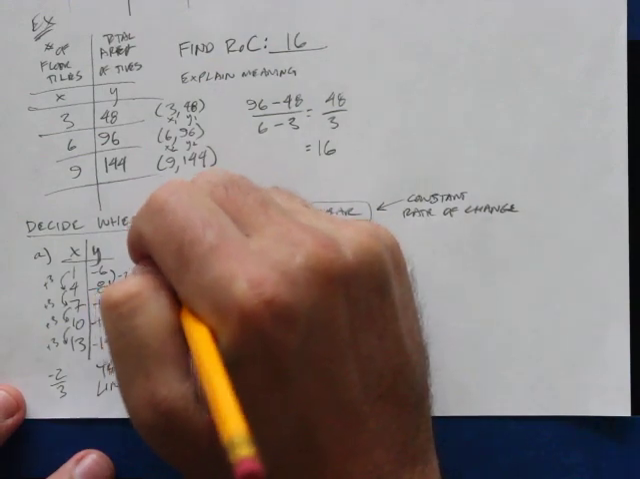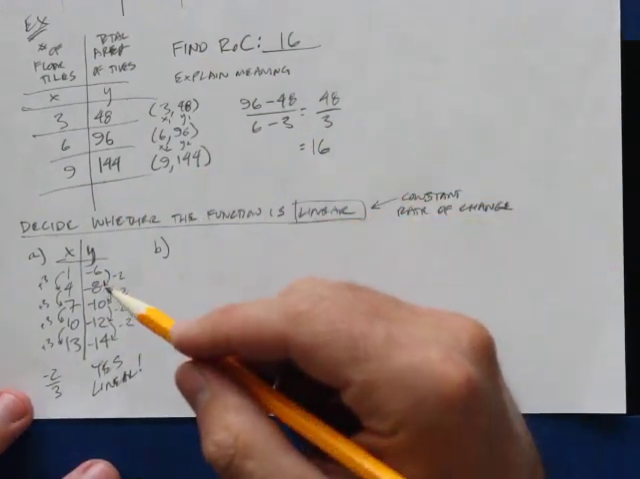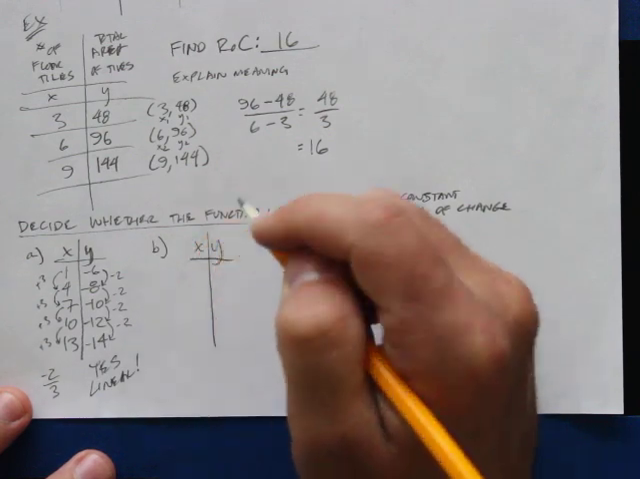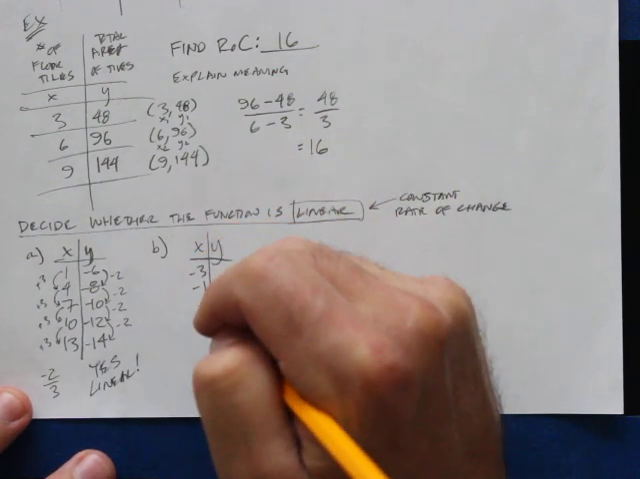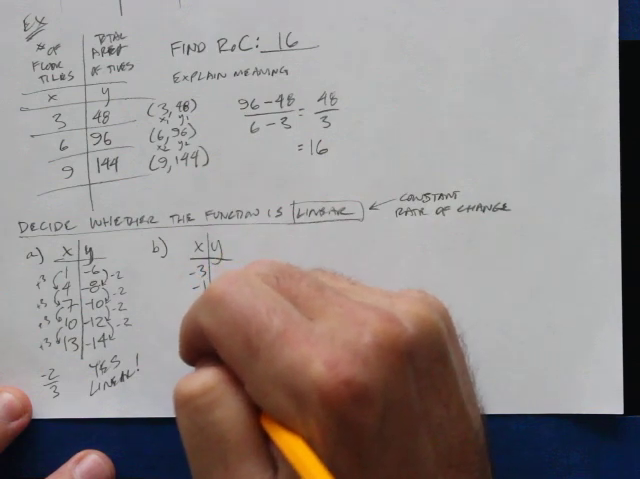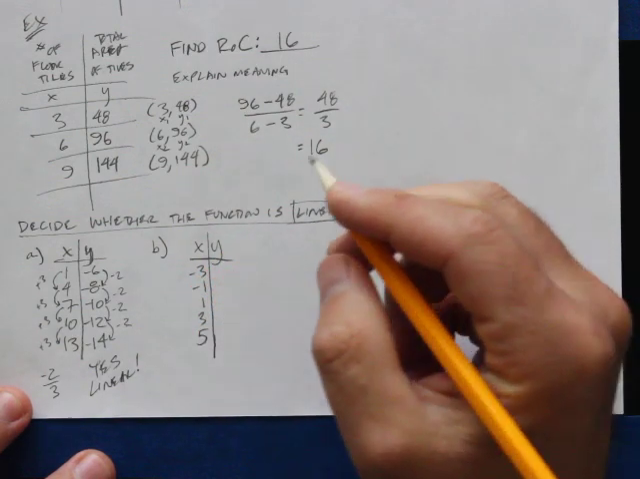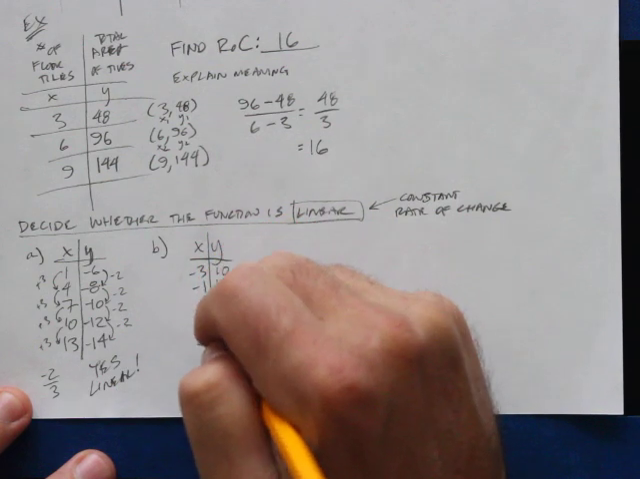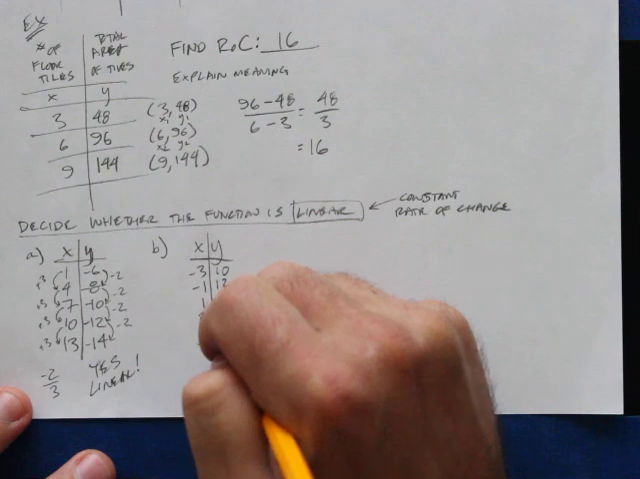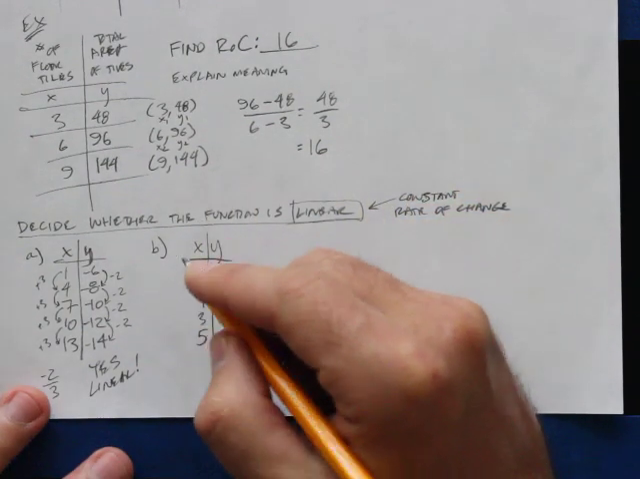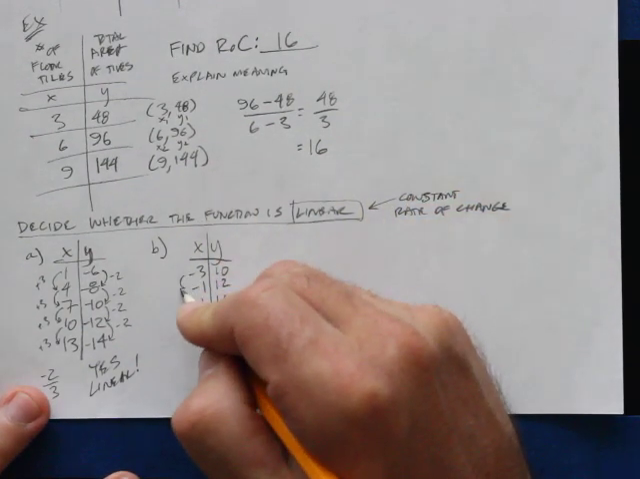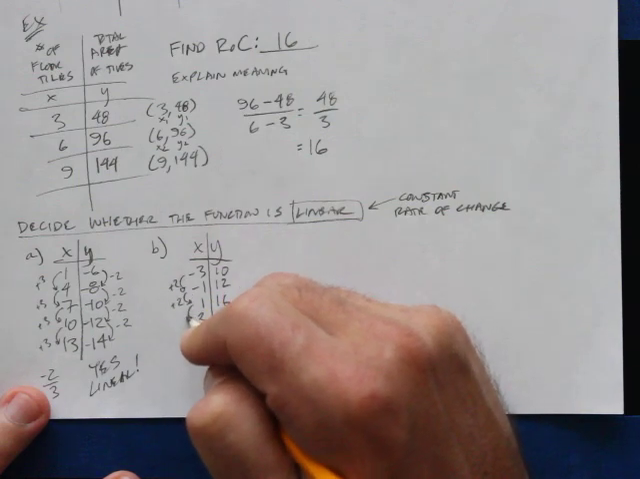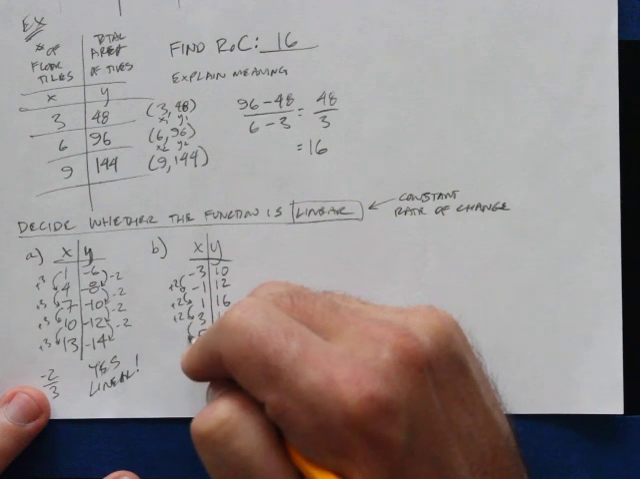Let's look at another one. -3, -1, 1, 3, and 5 are your x values. Now your corresponding y values are 10, 12, 16, 18, and 22. Okay, let's look at the x values first. -3 to -1 is +2. -1 to +1, that's +2. 1 to 3 is +2, and 3 to 5 is +2.